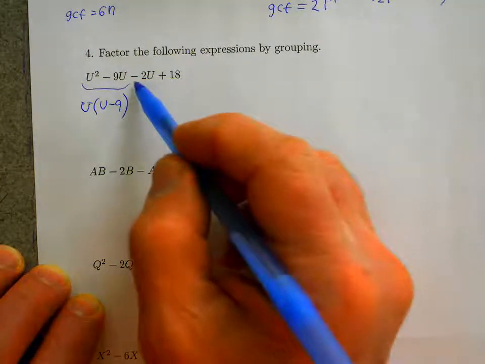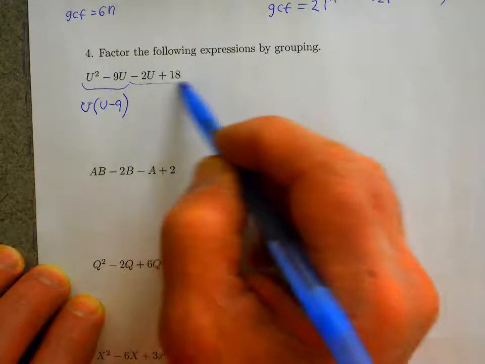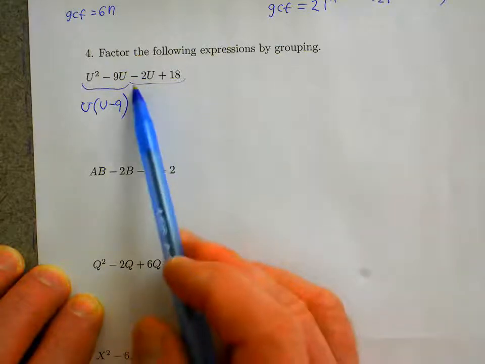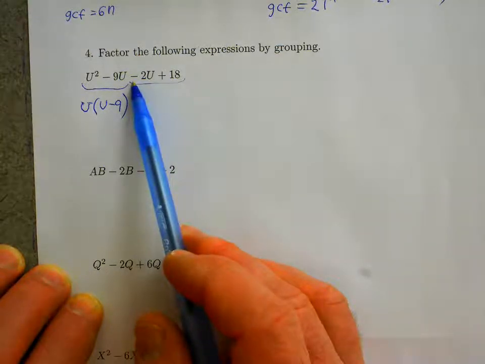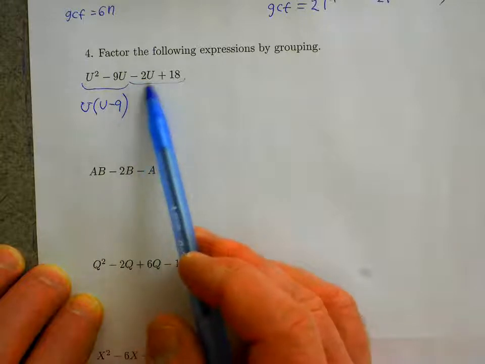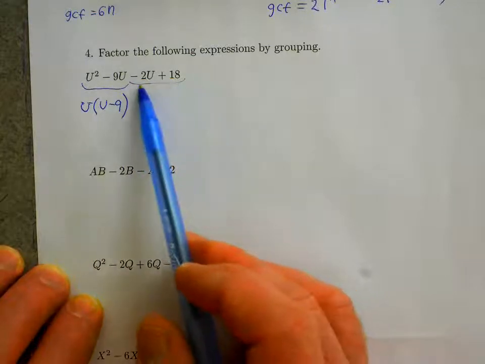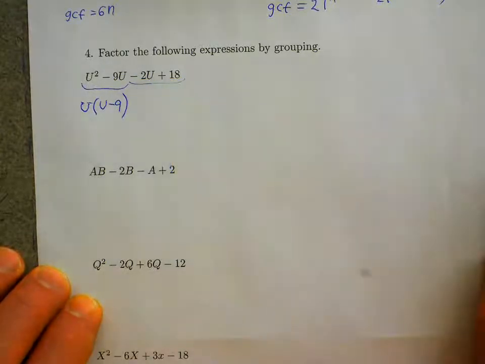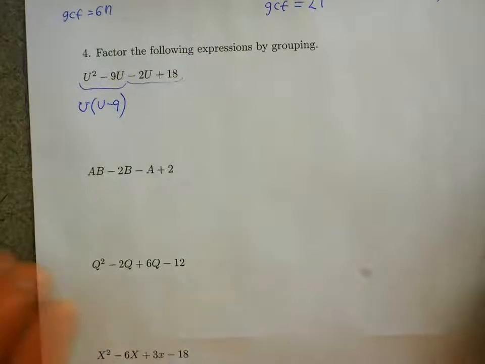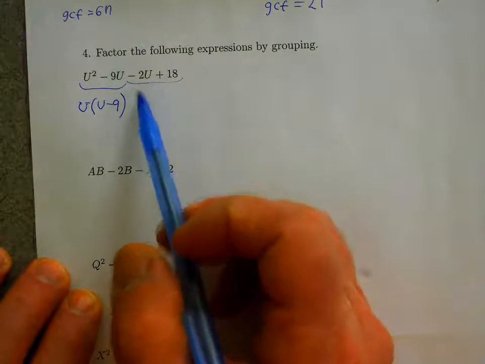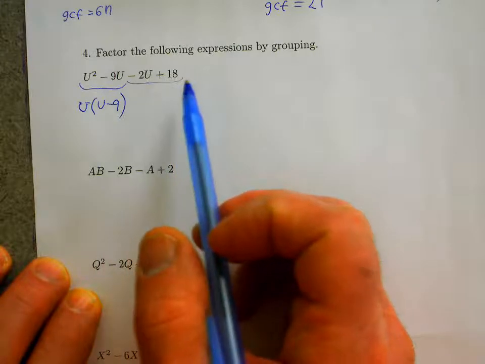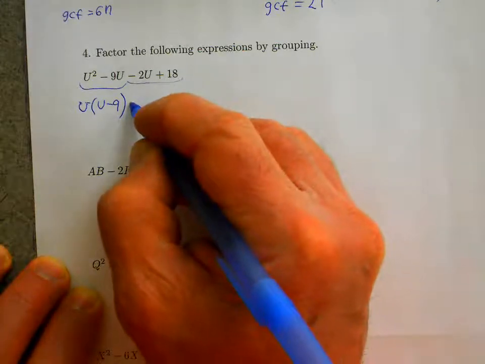Then we group the third and fourth terms, but we include the middle operator of subtraction. So we're going to think of the third and fourth terms as negative 2u plus 18. And since the coefficient of u is negative 2, we want to factor negative 2 out, or the negative of the greatest common factor. The greatest common factor of 2u and 18 is 2. So we want to factor negative 2 out.